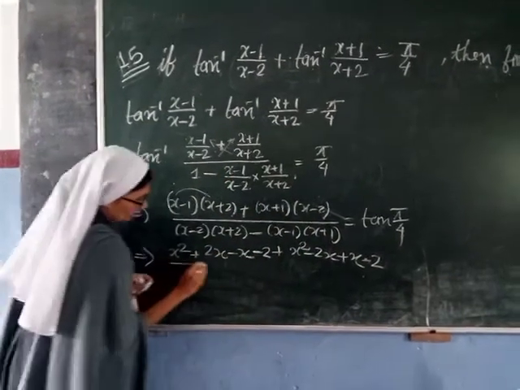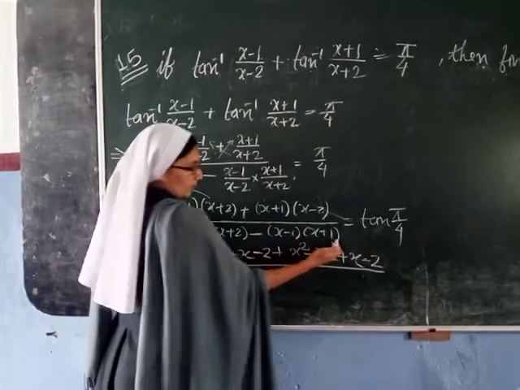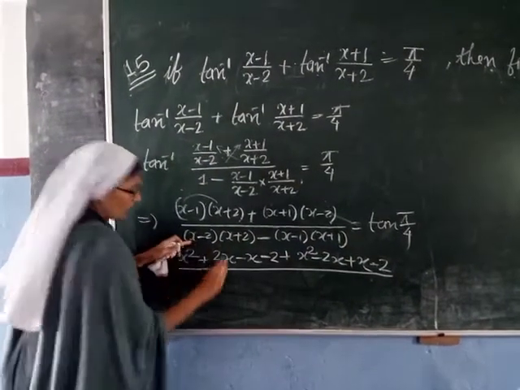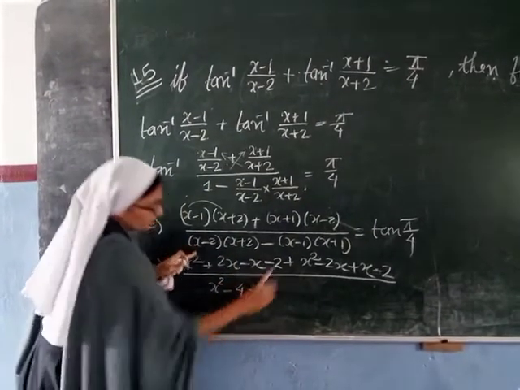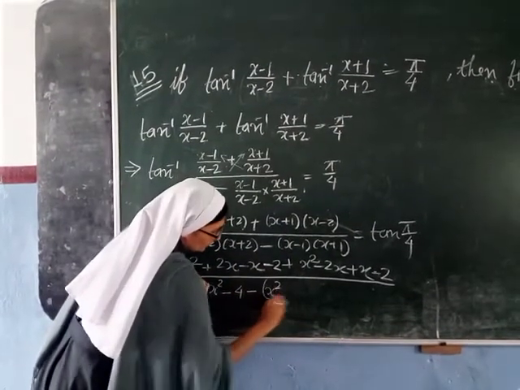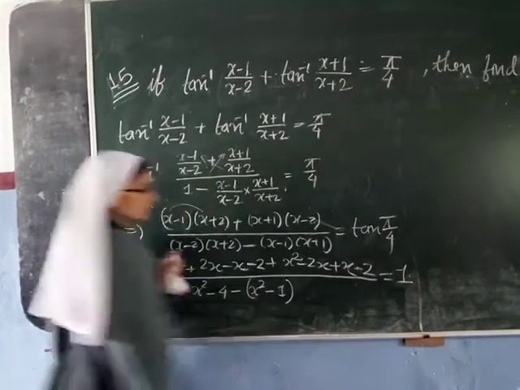Okay, and the denominator directly we can write as (a − b)(a + b), so we shall use the formula x² − 2², so it is 4, minus here x² − 1², which is 1, and then the value of tan(π/4) is 1.